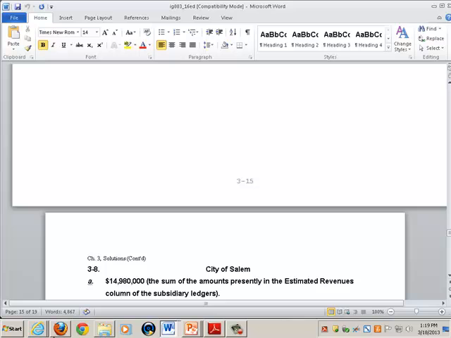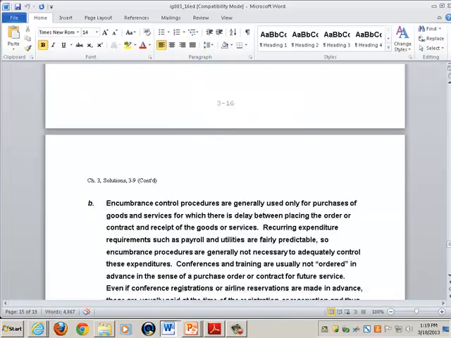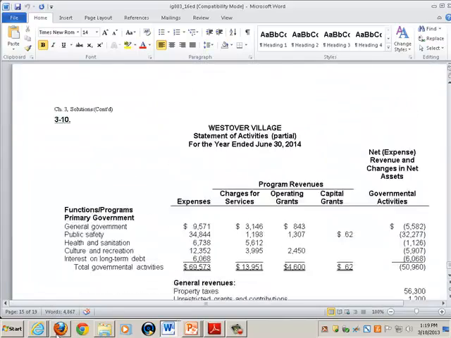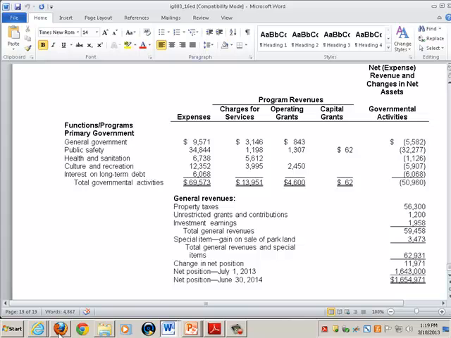Let's move on. What other question do we have here? Do we have anything else? 310. Okay. Now this one uses this crazy format we have of the statement of activities, but you should know how to do it. How many of you got the change in net position right? This is what it comes down to. This is the very last question, 310.